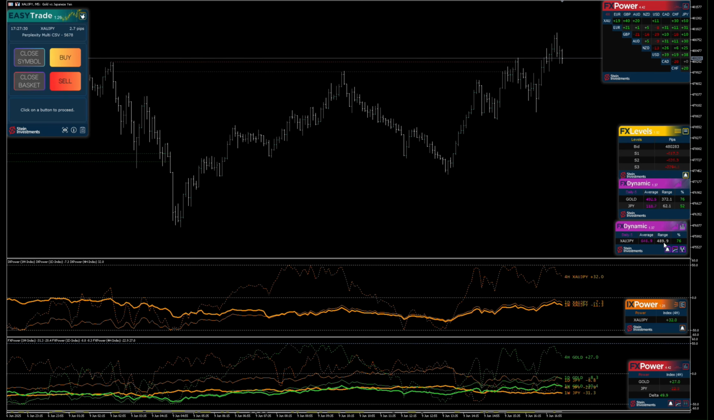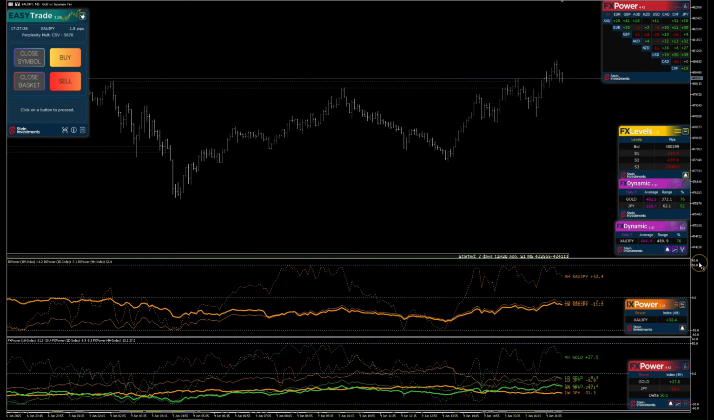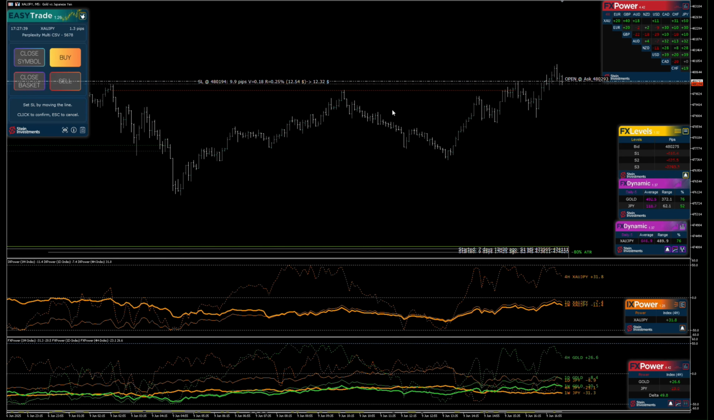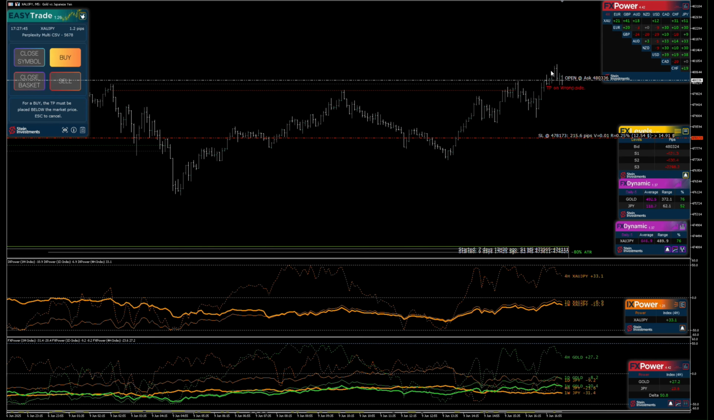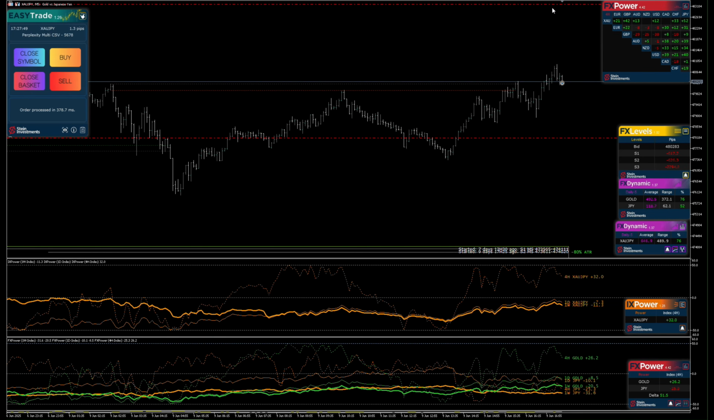And so given the 76% ATR range of today, there is potential left, and so I will go with a buy and a not so tight stop, maybe somewhere here, and take profit on the other side.